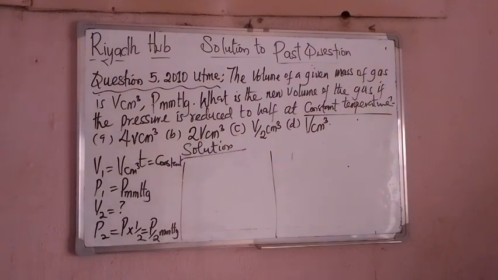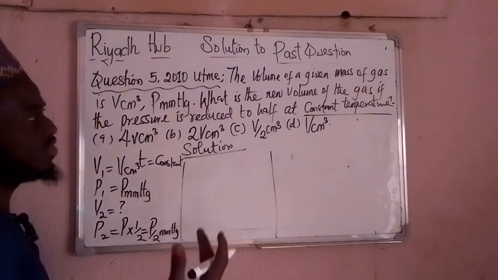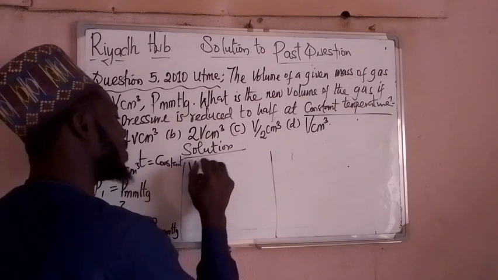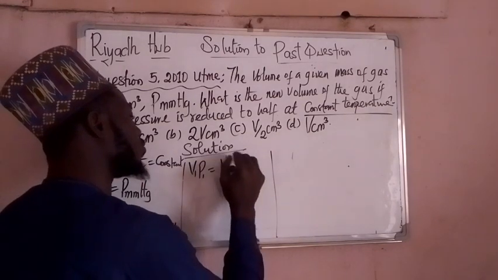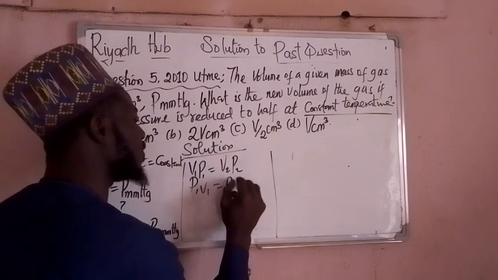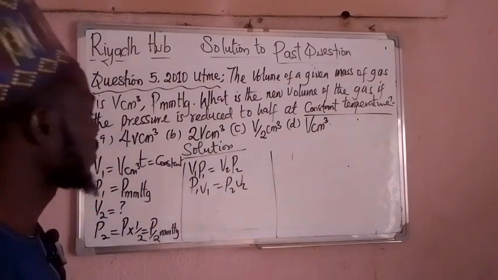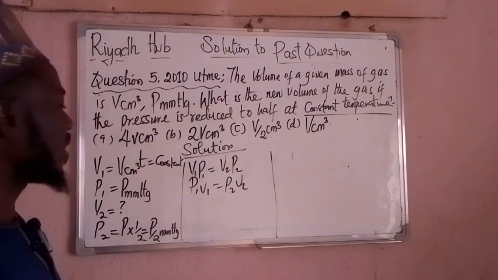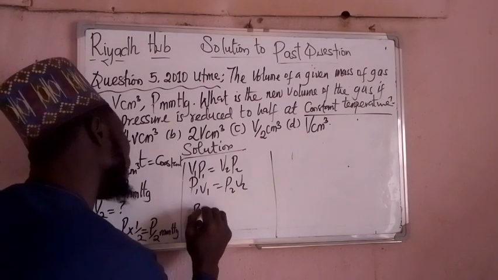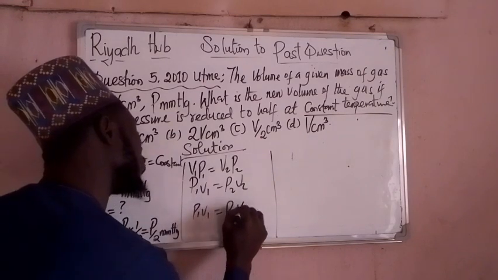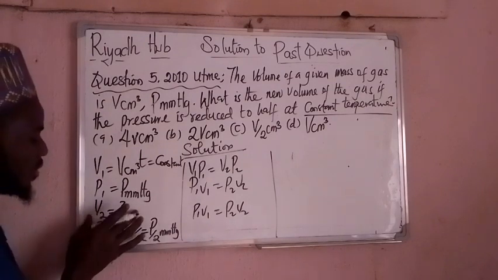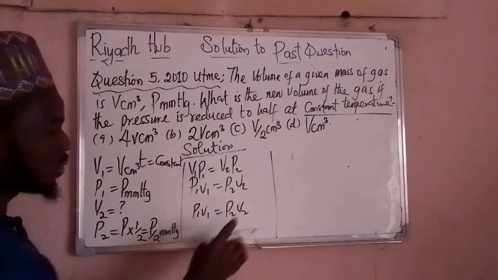Now remember the formula relating Boyle's law. You can state it this way: V1 P1 equals V2 P2, or P1 V1 equals P2 V2. They are both the same. Working with any of them, we're picking P1 V1 equals P2 V2. What are we looking for? We are looking for V2, the second volume, the volume that has changed.